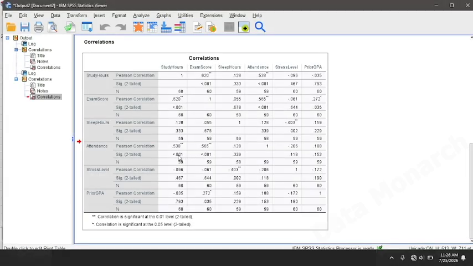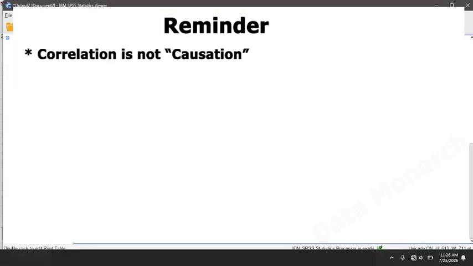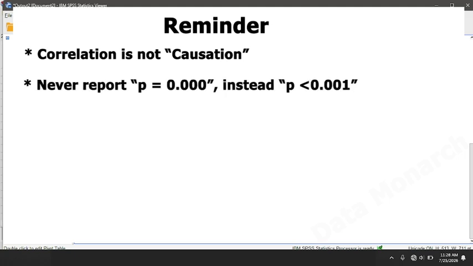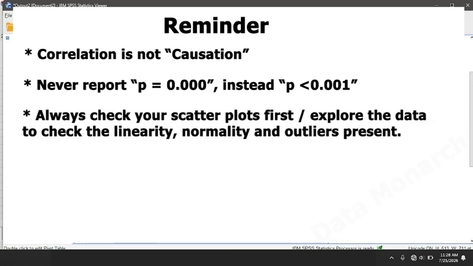Three quick reminders before we wrap this up. The first one is correlation is not causation. The second reminder is don't report SPSS as 0.00 literally. Always write it as p value less than 0.001. Then the third reminder is always check your scatter plot first. If we had skipped that step, we wouldn't have caught our one outlier or even confirmed the relationship was actually linear before trusting the R value.